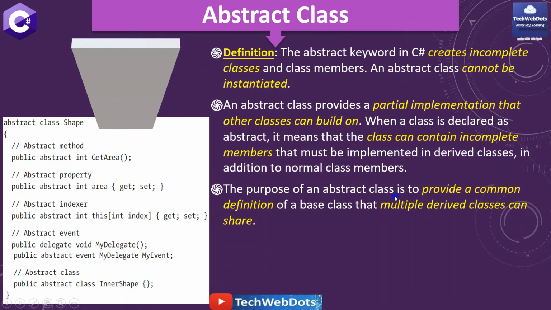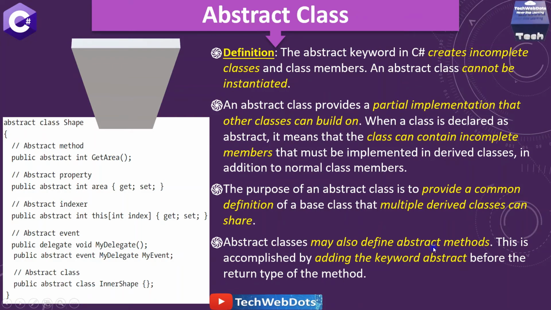The purpose of an abstract class is to provide a common definition of a base class that multiple derived classes can share. Suppose, for example, when you work on a real-time project, you want to specify some functionality that should be followed by all the child classes. You can specify that in the abstract class, and wherever you use that abstract class as a base class, by default you will get the feature of partial implementation and you can use it in your program.